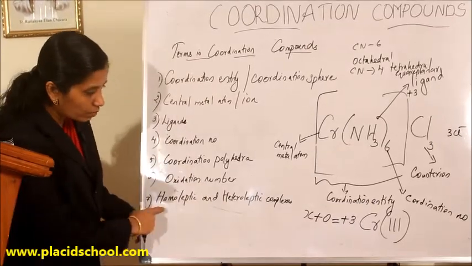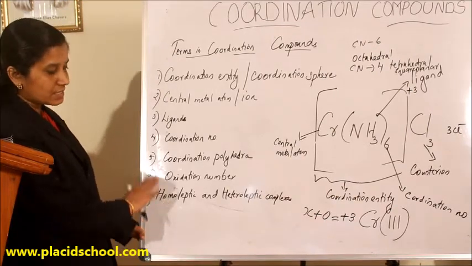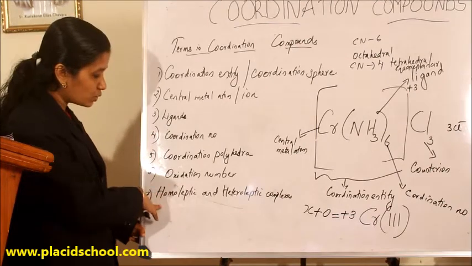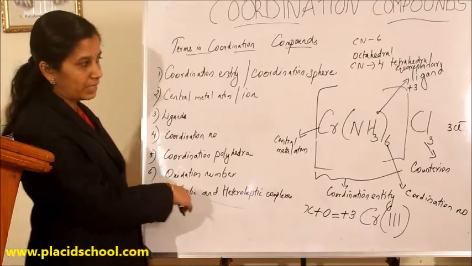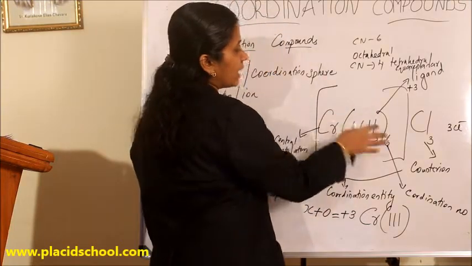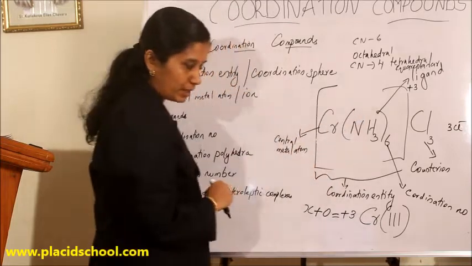Then the seventh one, homoleptic and heteroleptic complexes. Homoleptic complexes means the same ligands are attached to the central metal atom. For example, in this case 6 NH3 ligands, the same ligand, are attached to this chromium atom. So this is an example of a homoleptic complex.